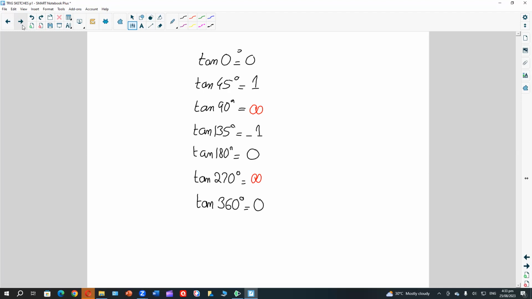But do we need to know the values for tan 30, 60, 45? No, if we need it, obviously we can get it from the calculator. I have given those values which are important, which you should learn.